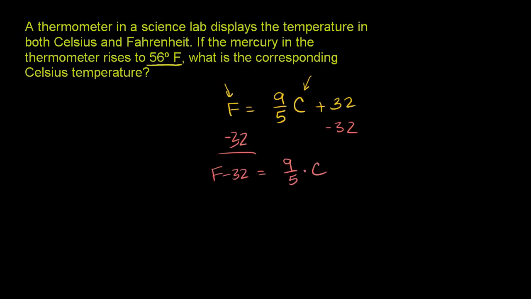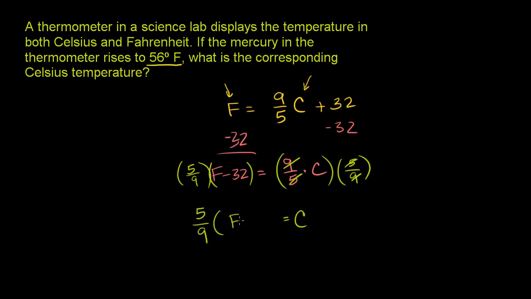Now, to solve for Celsius, we can multiply both sides of this equation times 5/9. And so we will get 9 cancels with 9, 5 cancels with 5. That was the whole point behind multiplying by the reciprocal. And so we are left with, remember, this 5/9 is going to be times this whole left side. We are left with Celsius. Celsius is equal to 5/9 times Fahrenheit minus 32. So we just rearrange this equation up here to get this equation down here.